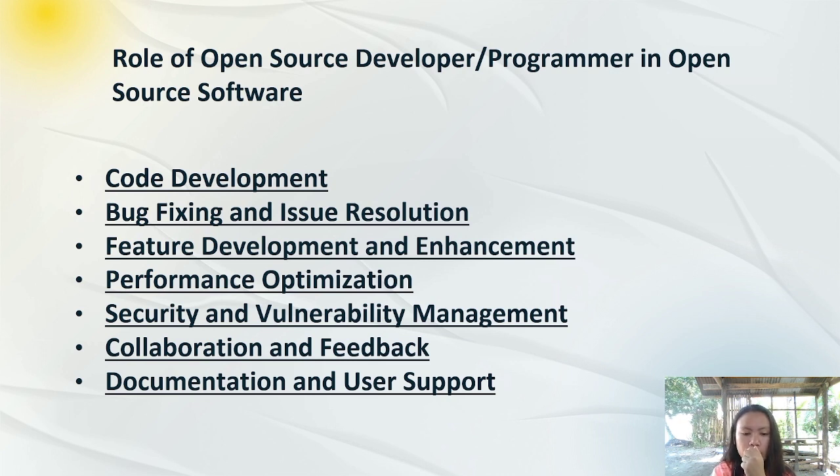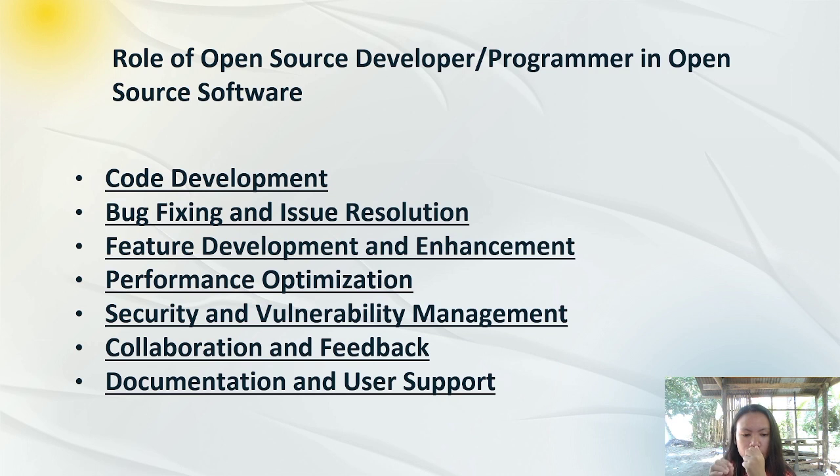Next is collaboration and feedback. Open source developers actively collaborate with other developers, users, and stakeholders within the open source community. They provide feedback, participate in discussions, and share ideas to improve the software. They contribute to the decision making process, providing valuable insights and perspective based on their technical expertise.